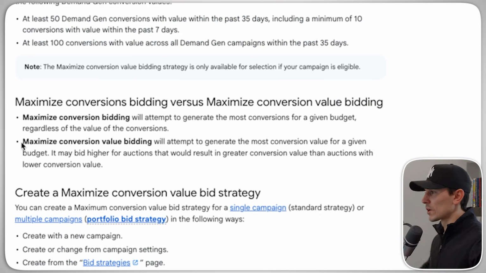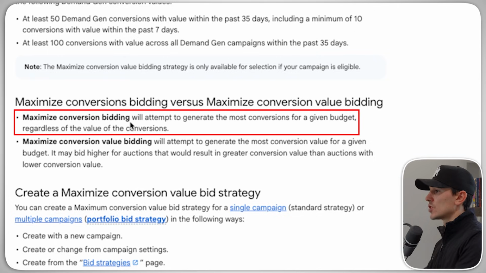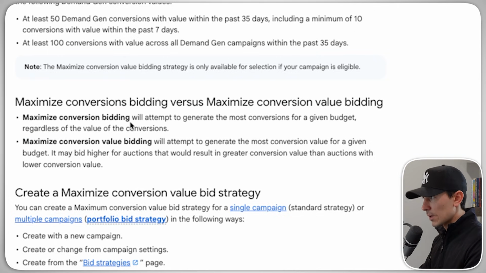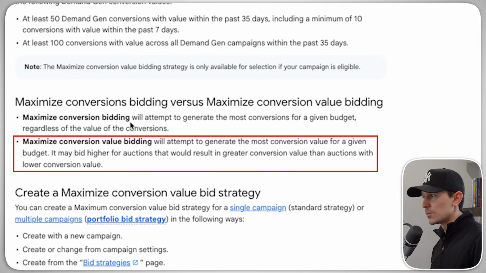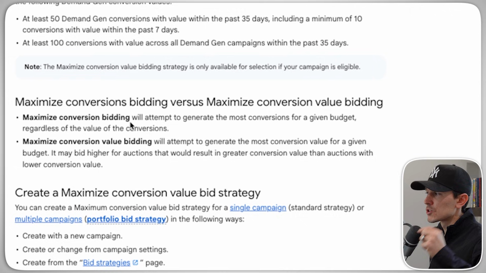And to make it even more clear for us to fully understand here, maximize conversion bidding attempts to generate the most conversions for a given budget, regardless of the value of those conversions. Maximize conversion value bidding attempts to generate the most conversion value for a budget. It may bid higher for auctions that would result in greater conversion value than auctions with lower conversion value. So it's using some predictive models here.